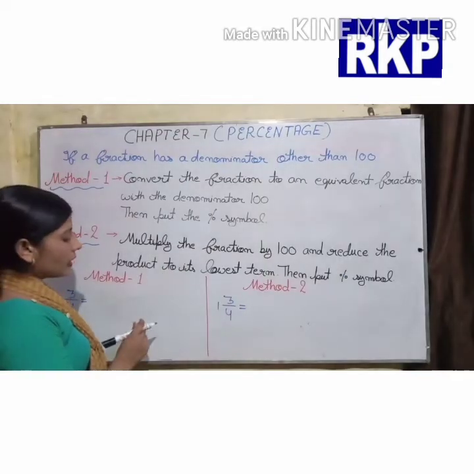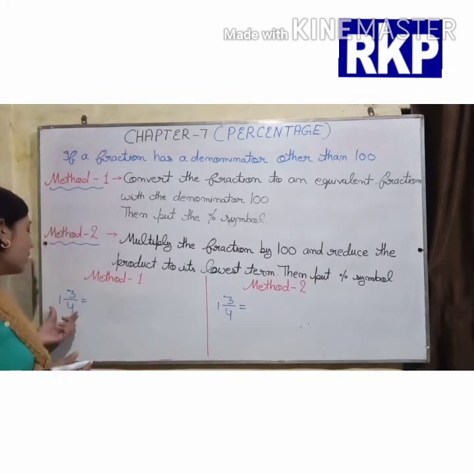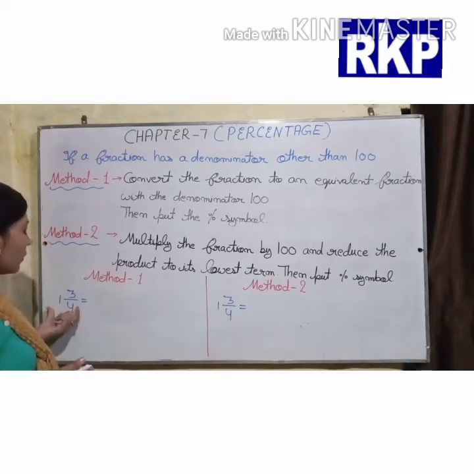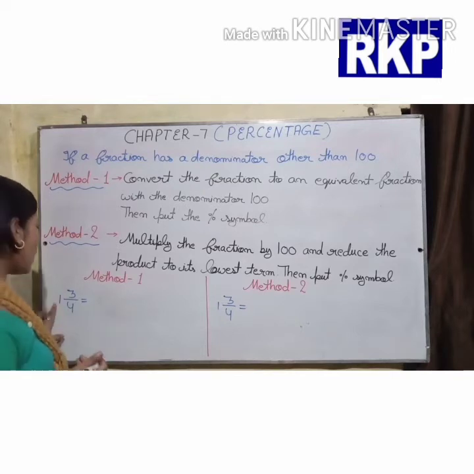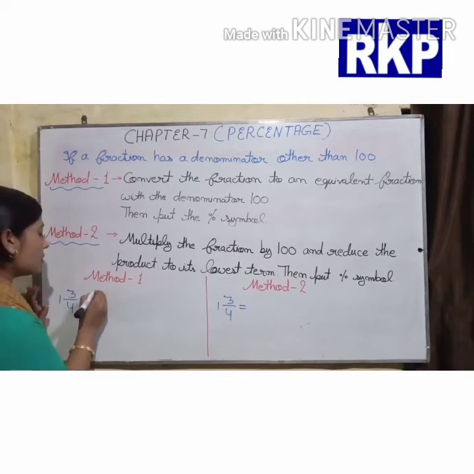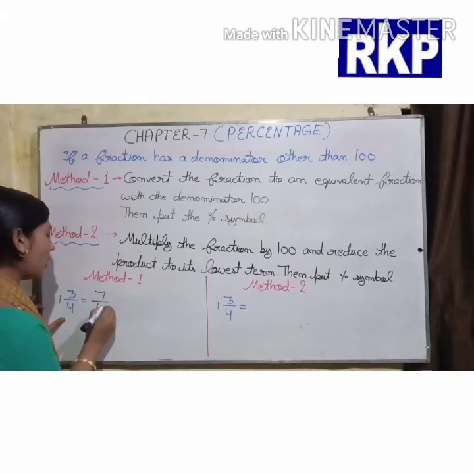Now students, let us take one more example. Here I have written 1 and 3 by 4. And we have to convert this fraction into percentage. And here beta we have a mixed fraction. So what we will do? First of all we need to convert this into an improper fraction. We know very well. We have to multiply 1 with 4. 1 four is 4 and then add this numerator, 4 plus 3 is 7. We get 7 by 4.